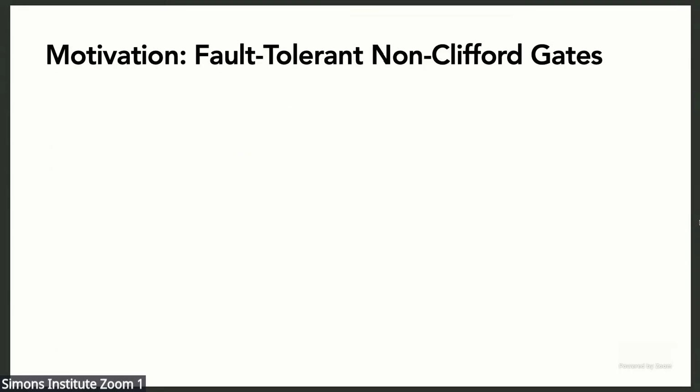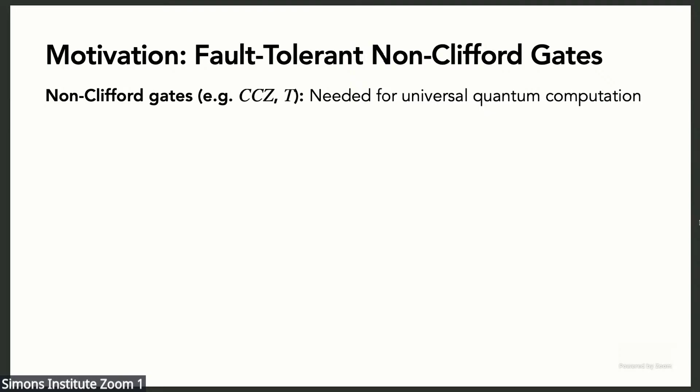So the motivation for this problem comes from a very practical problem in fault-tolerant computation. This is just the problem of performing fault-tolerant non-Clifford gates. And we heard a lot about this on Monday. Non-Clifford gates, such as the CCZ gate or the T gate, are necessary for universal quantum computation. If you just have Clifford gates, you can simulate that efficiently in polynomial time with a classical computer. But if you add a single non-Clifford gate, all of a sudden you can do universal quantum computation. And so perhaps unsurprisingly, these non-Clifford gates are also some of the hardest things to render fault-tolerant. They're often a major bottleneck, sometimes the primary bottleneck, in schemes for quantum fault tolerance.